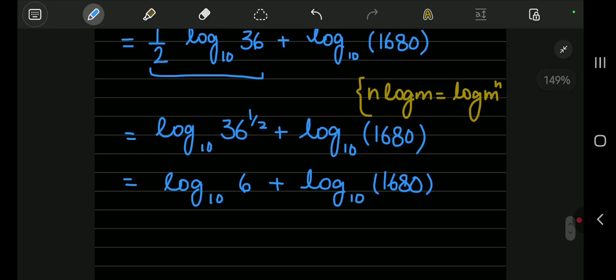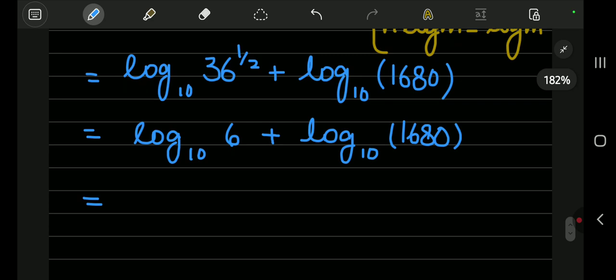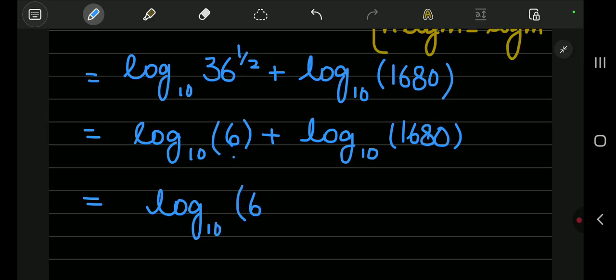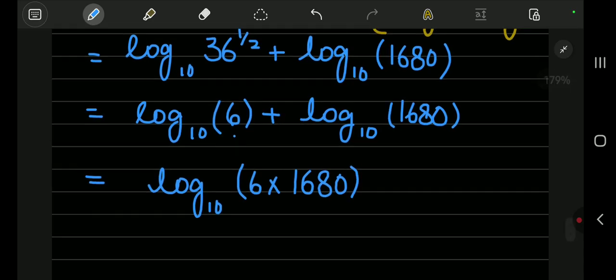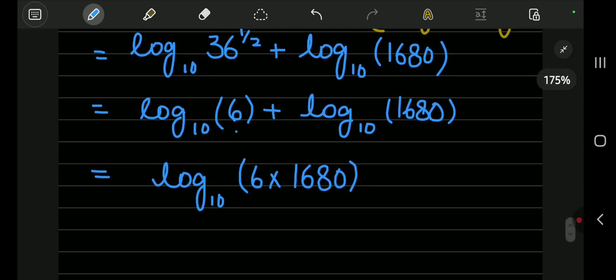Now again, if two logs are added with the same base, the inside terms are multiplied. So log with base 10 gives you 6 times 1680. 6 times 1680 is 10,080. So this is giving you log with base 10 of 10,080.